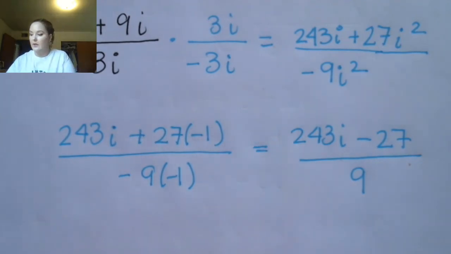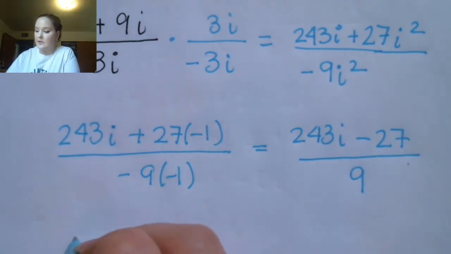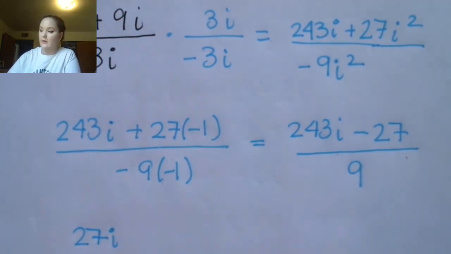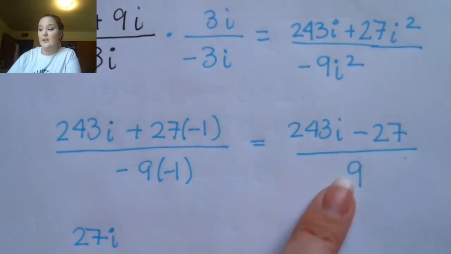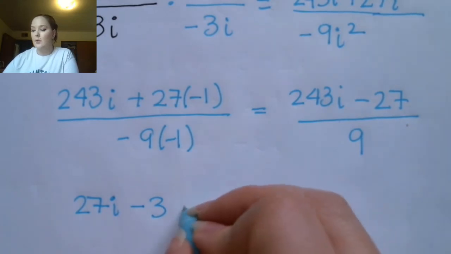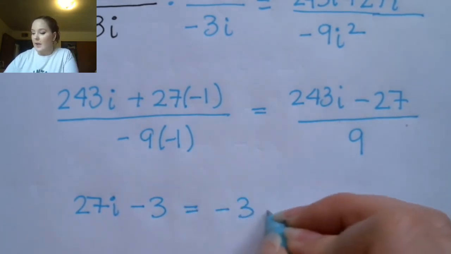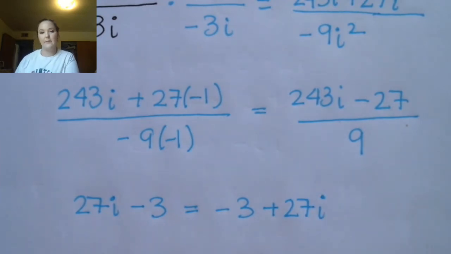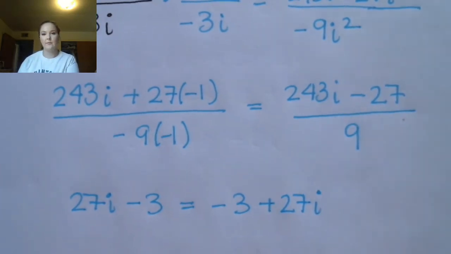So 243 divided by 9 is 27i, and then 27 divided by 9 is 3. And I remember that I'm going to write this in the a plus bi format. All right, let's look at another example of this.